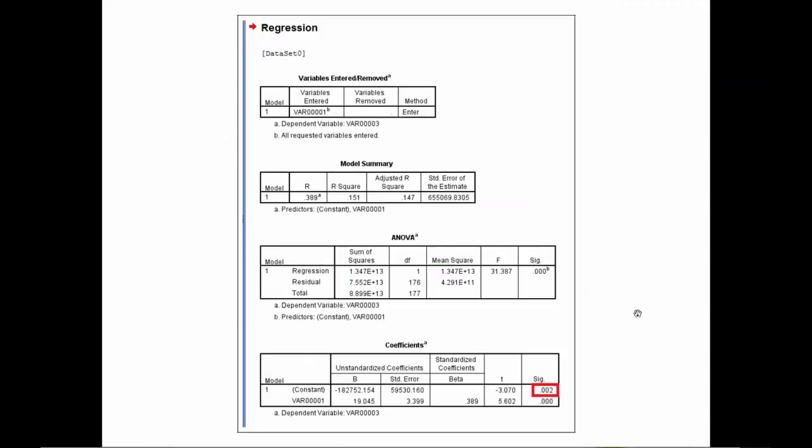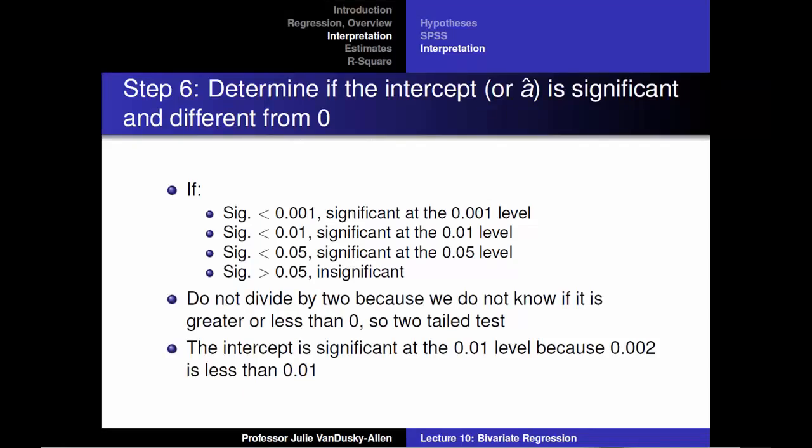Now back to our example. Our A hat is significant at the 0.01 level because 0.0002 is less than 0.01, but not less than 0.001.